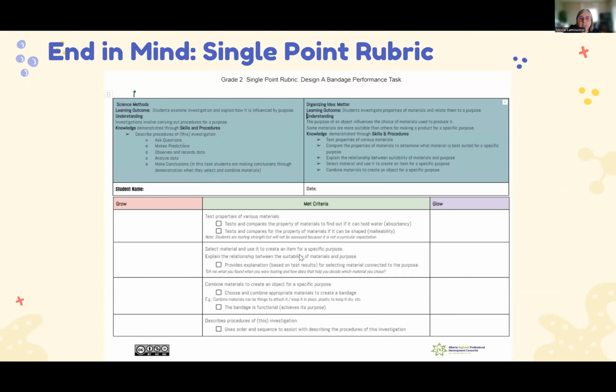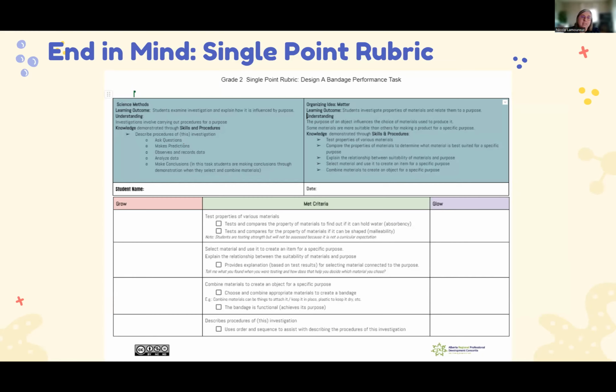And then select material to create an item for a specific purpose. So tell me what you found when you were testing out, and how does it help you decide what material you chose? They combine the materials to create the object. So they choose and combine the appropriate materials, yes, but the bandage is functional. It has to work because it has a purpose or a function, right? To a point at a grade 2 level, let's just say that way. So if it has to attach, they're combining the materials to attach it, that kind of thing.